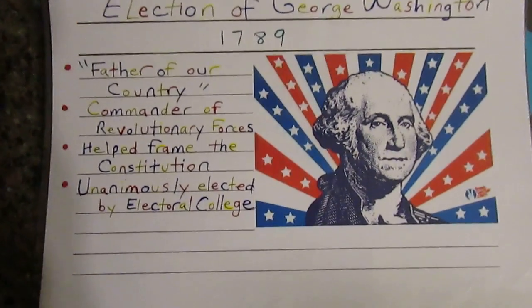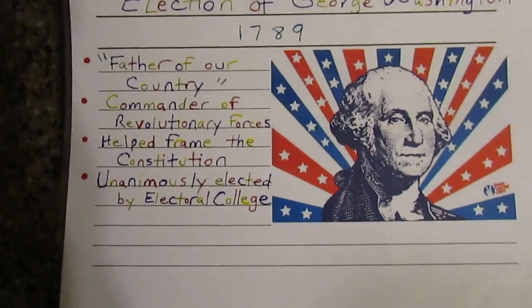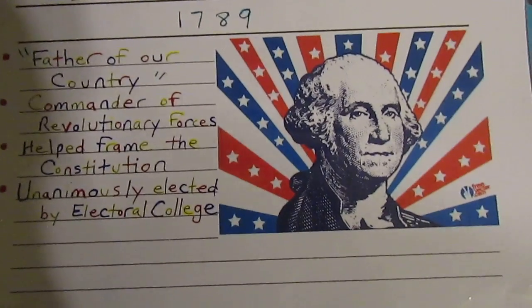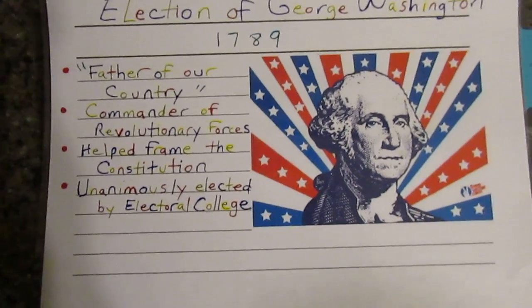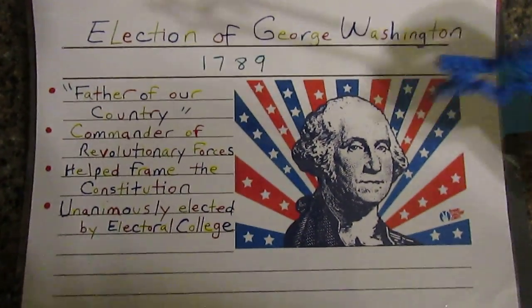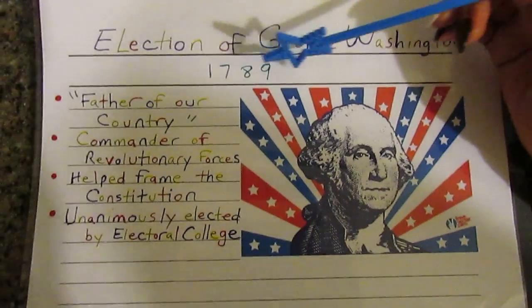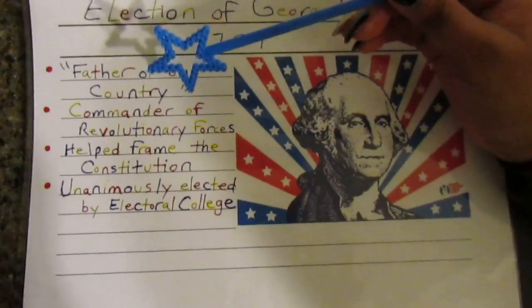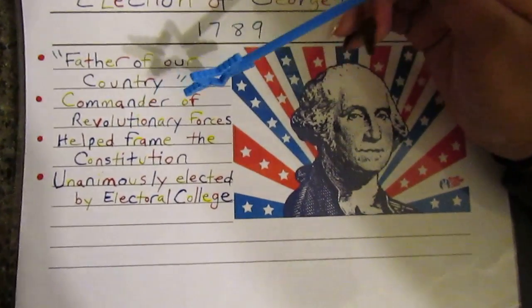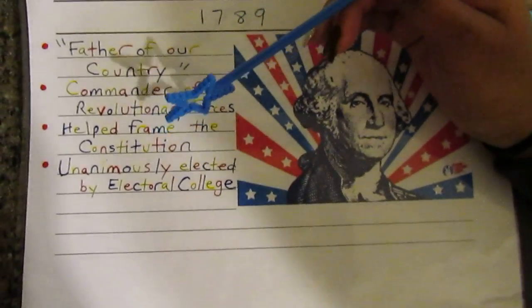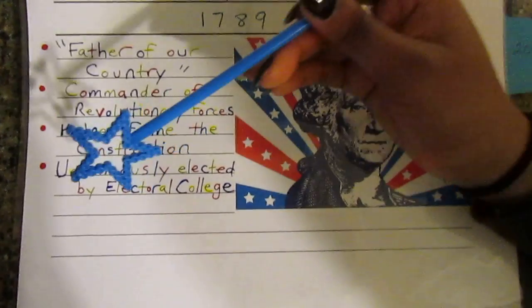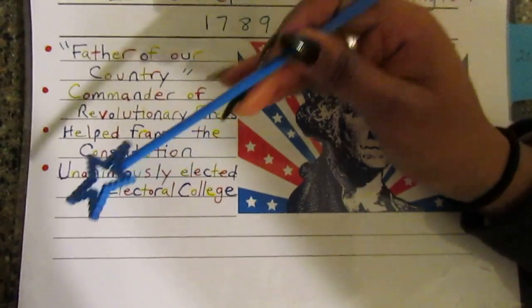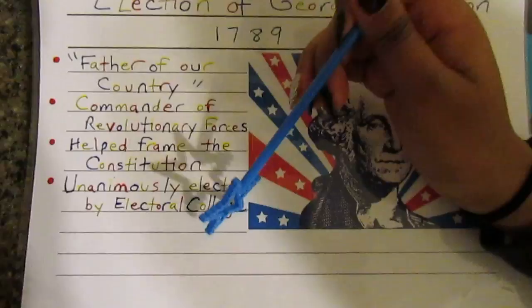George Washington is probably the most famous American to have ever lived. The election of George Washington was in 1789, and he is considered the father of our country. He was the commander of revolutionary forces, and he helped frame the Constitution. He was unanimously elected by the Electoral College.